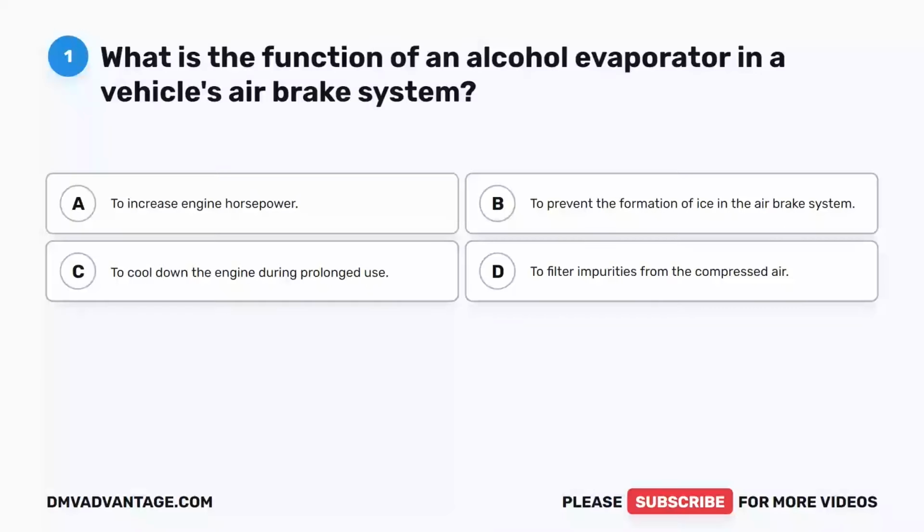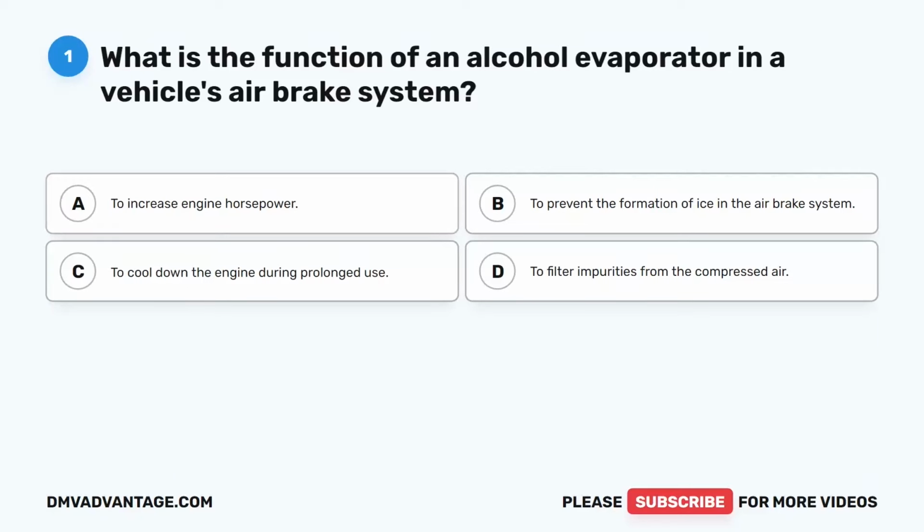Question 1. What is the function of an alcohol evaporator in a vehicle's air brake system? A. To increase engine horsepower. B. To prevent the formation of ice in the air brake system. C. To cool down the engine during prolonged use. D. To filter impurities from the compressed air.